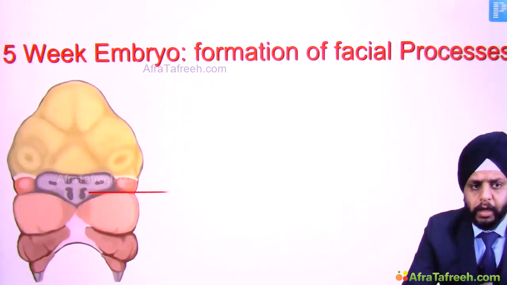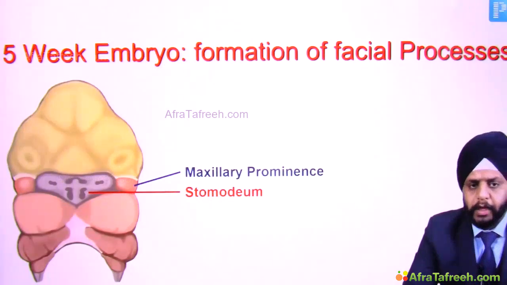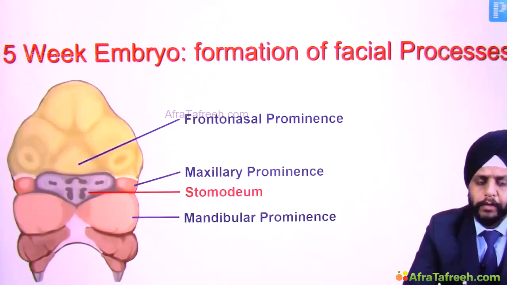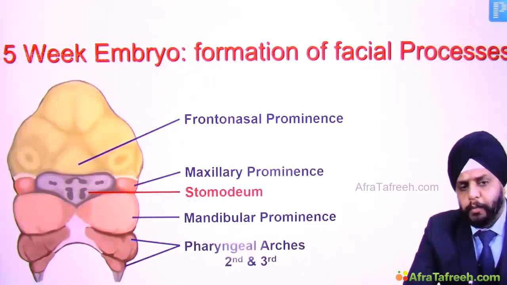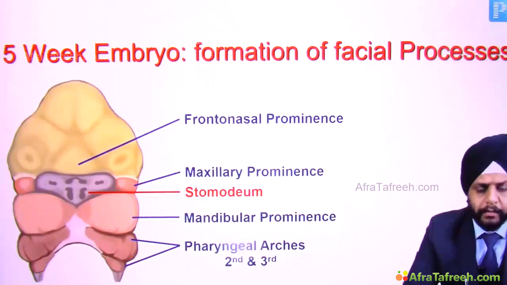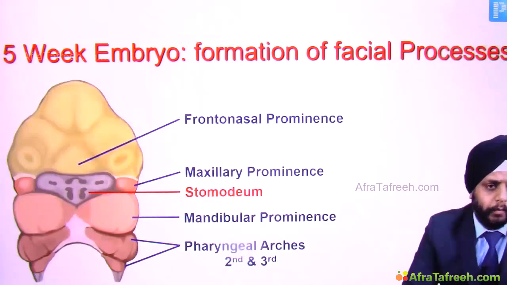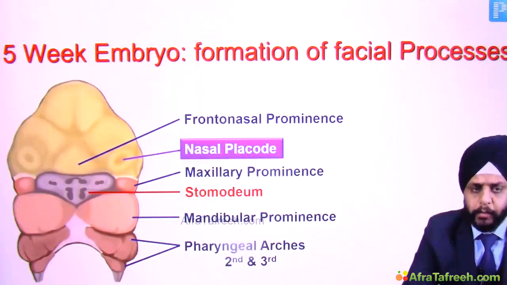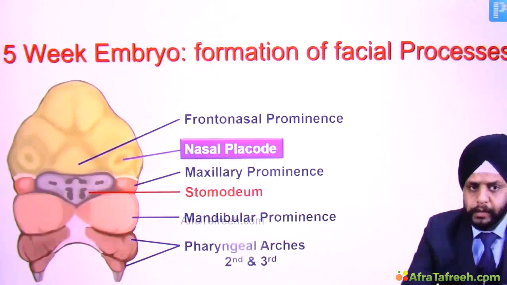Number 1, you see we have the stomodeum over here, that is the primitive mouth. Around the stomodeum we have the paired maxillary prominence, we have the paired mandibular prominence. Okay, we have the frontonasal prominence coming from above, right? Remember, below the mandibular prominence we have the pharyngeal arches, second and third, which can be seen over here, right? Now as we just discussed in the previous photograph, on the frontonasal prominence, on both the sides there is formation of nasal placode. So we can see the nasal placode also clearly in this diagram.